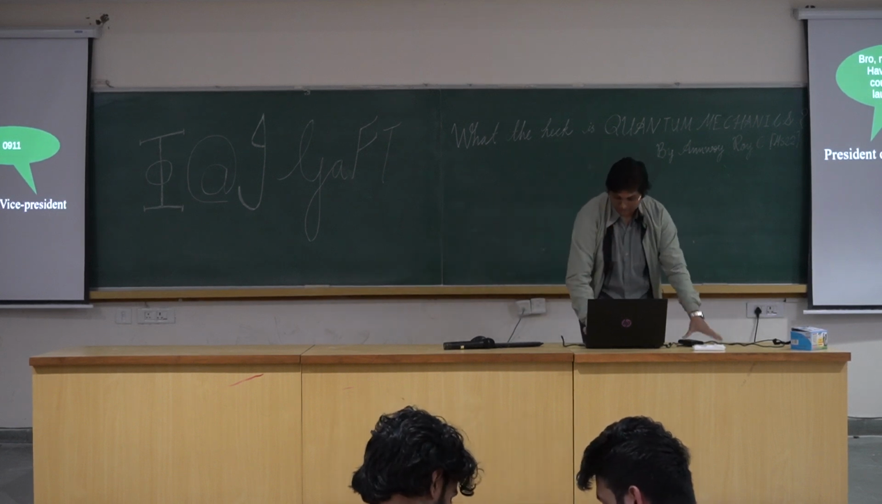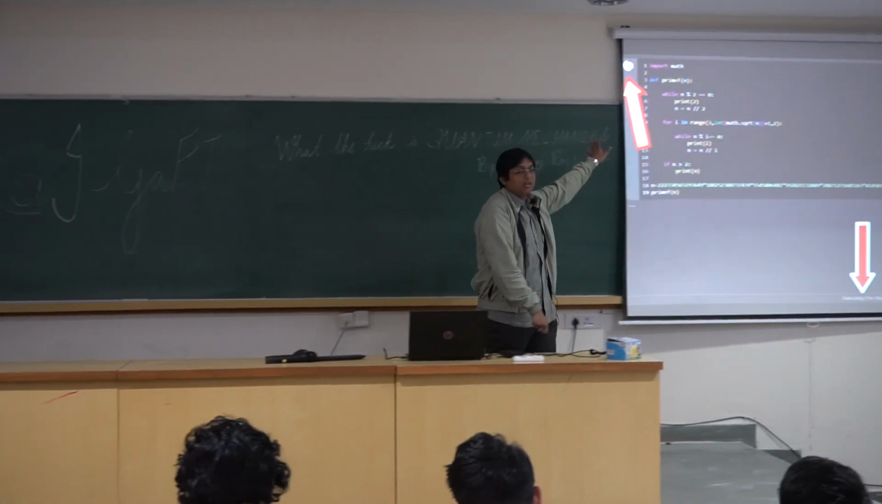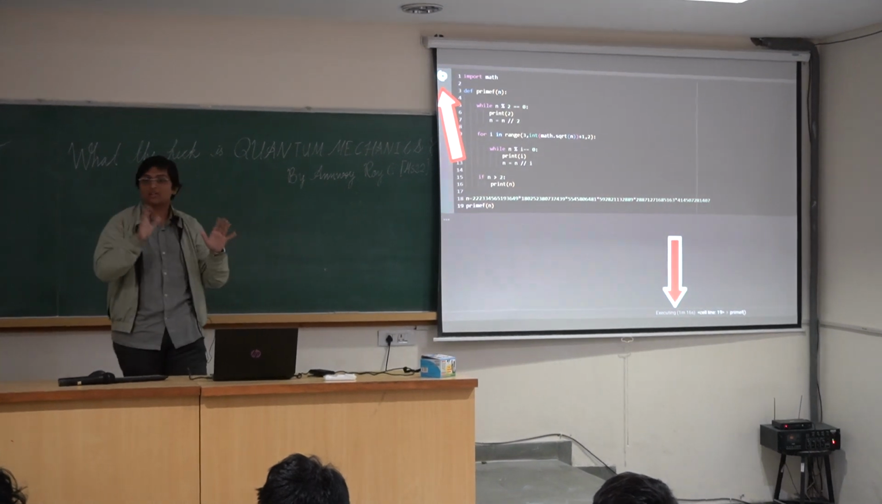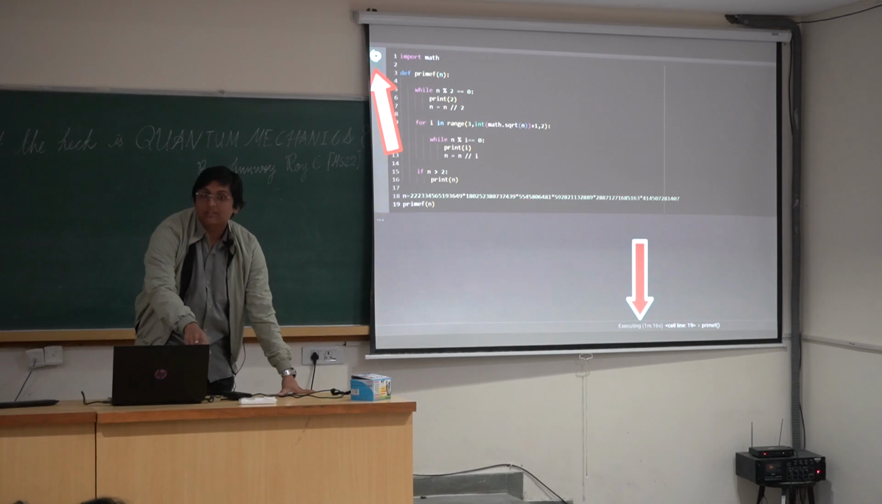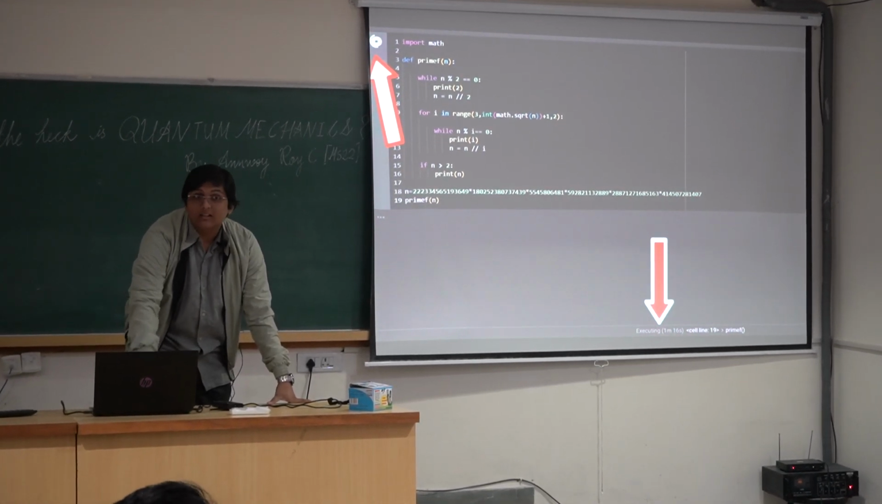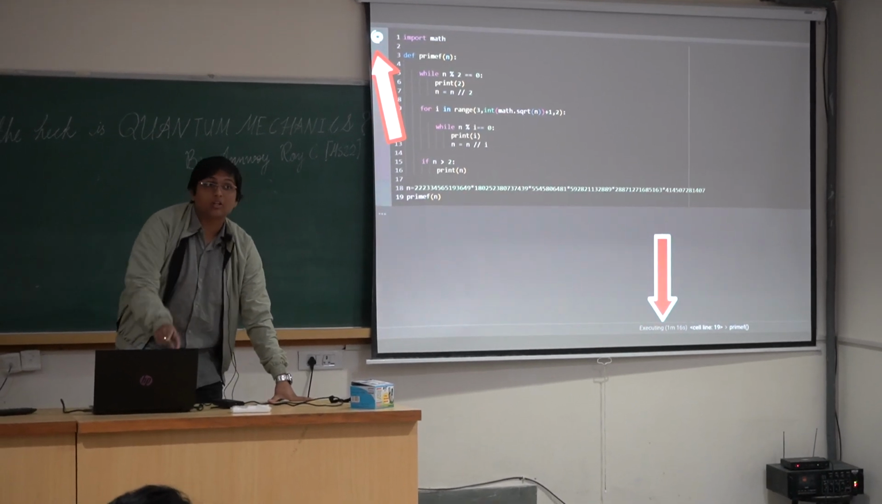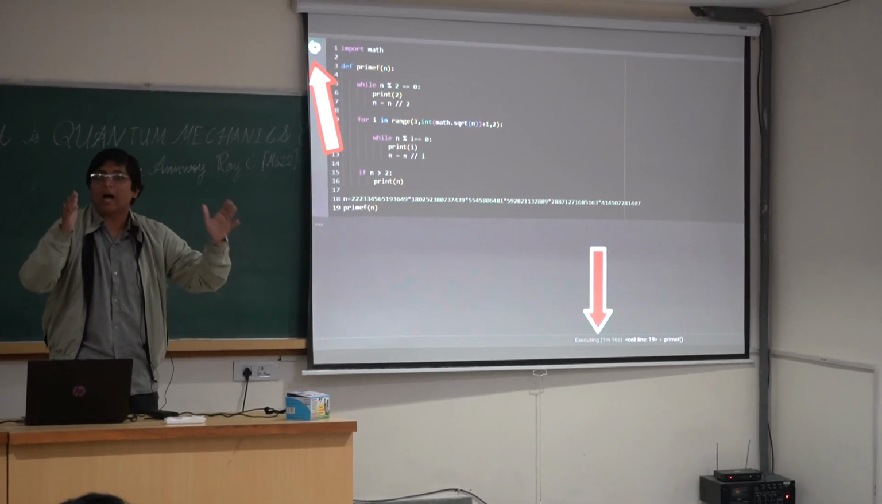Now let me show you something. Don't get worried about the code. It's a very simple code. You can get it online. It's to find out the prime factors of a number. Just look at the arrow parts. Even after 1 minute 16 seconds, the computing power has not been able to find out the prime factors of a very large number I put in.